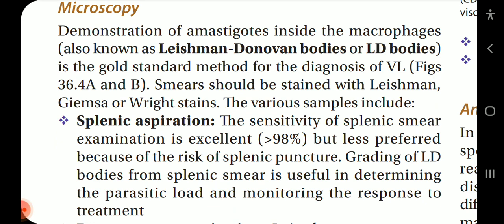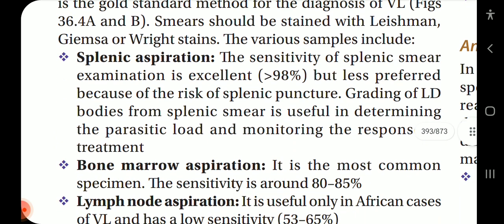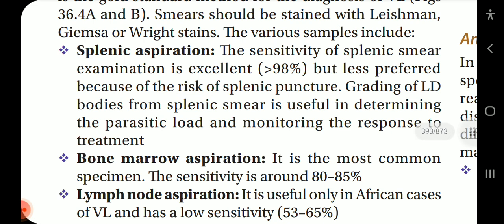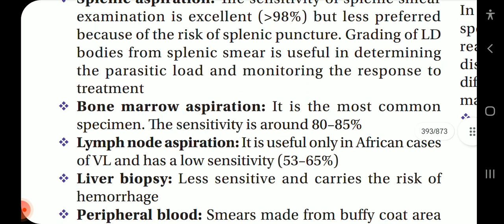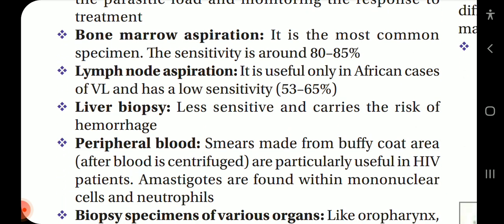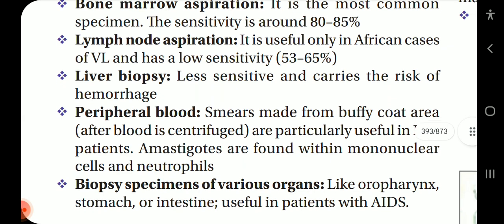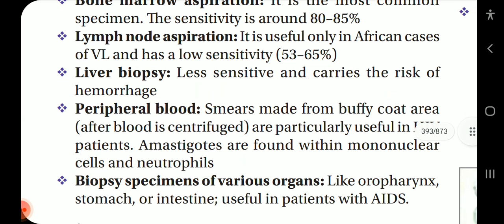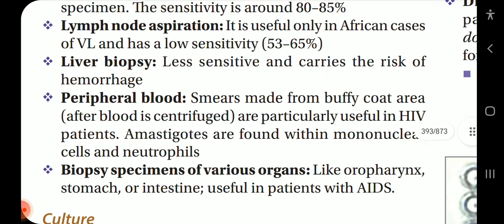The various samples include splenic aspiration. The sensitivity of the splenic smear is excellent, but less preferred because of the risk of splenic puncture. Grading of LD bodies from splenic smear is useful in determining the parasitic load and monitoring the response to the treatment. Bone marrow aspiration is the most common specimen. Sensitivity is around 80 to 85%. Lymph node aspiration is useful only in African cases of VL and has low sensitivity, 53 to 65%. Liver biopsy is less sensitive and carries the risk of hemorrhage.